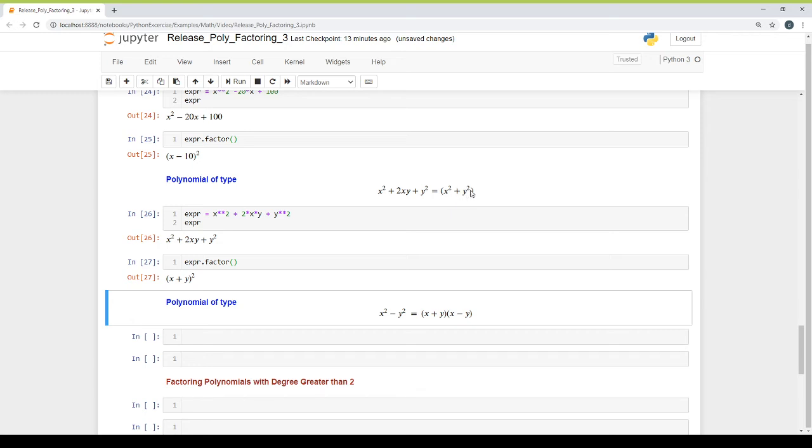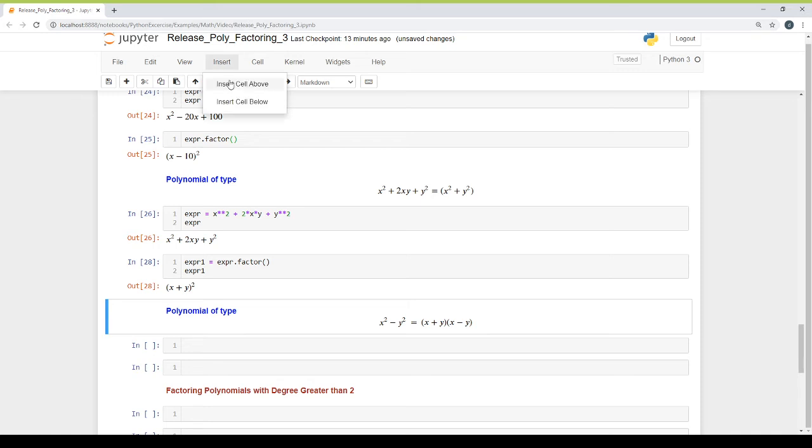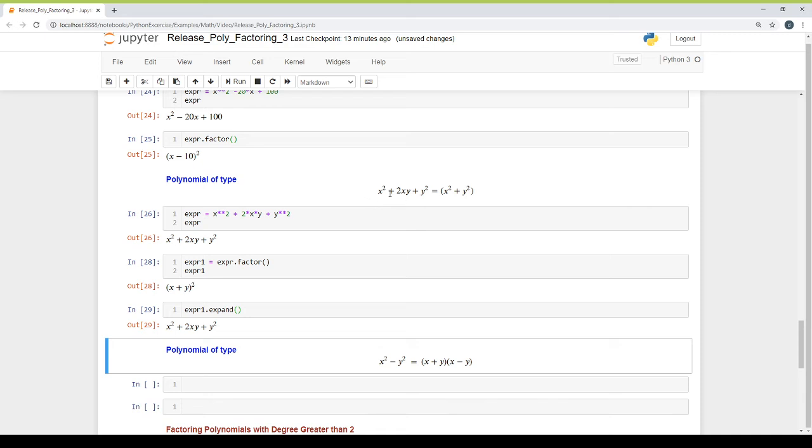x plus y whole square, we can write it as x square plus 2xy plus y square. Take the result into expr1 is equal to this, and expr1, shift enter, insert cell above. When you expand it, dot expand, shift enter, it will expand into the right hand side. The left hand side is the expanded form, the right hand side is the simplification form.